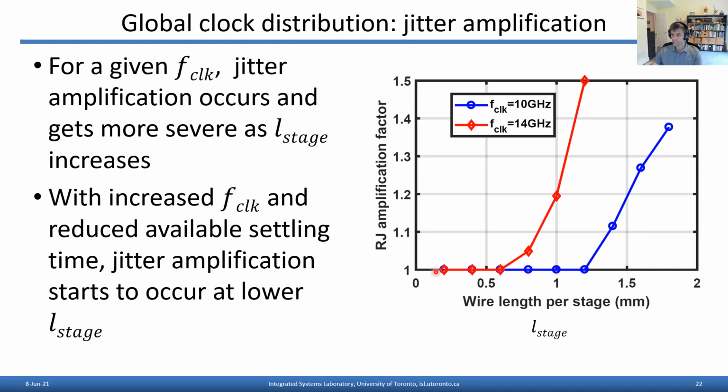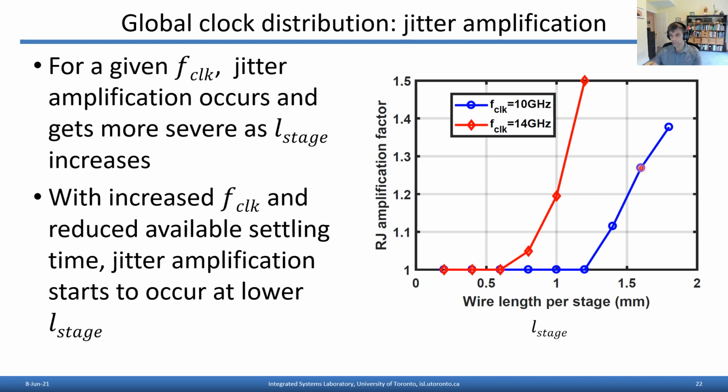So if we introduce a 10 gigahertz clock with white RJ at the input, and start increasing the wire length per stage, we see absolutely no jitter amplification arising until we get up beyond about 1 millimeter of interconnect per global clock distribution buffer stage. And then we see the jitter amplification factor increases precipitously beyond that.